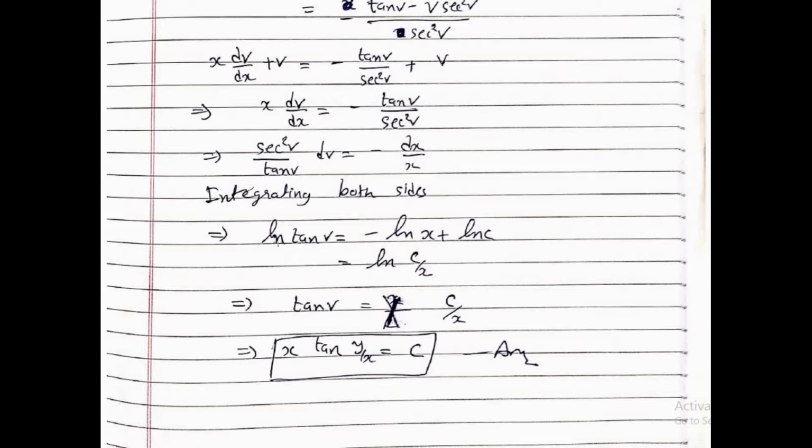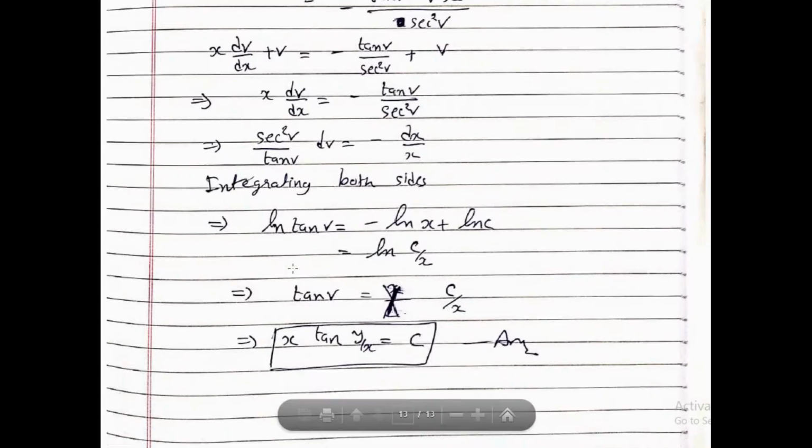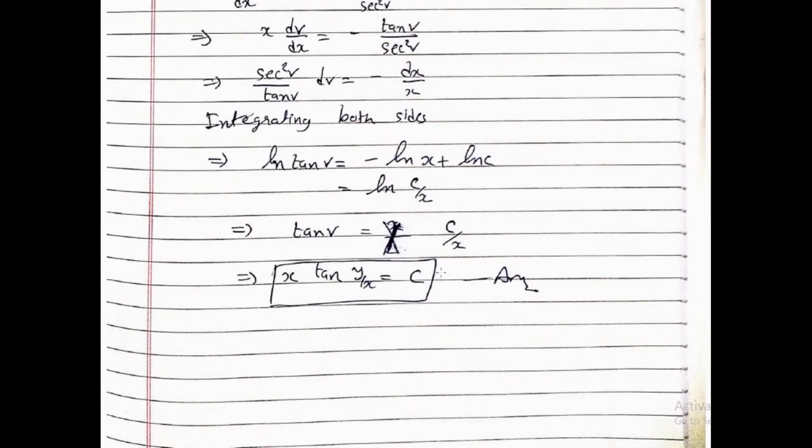So integration will be log mod f(x), that means log mod 10v is equal to minus log x plus log c, and that will give you log of c by x. Cancelling log on both sides, that will give you 10v is equal to x by c, and that will give you x 10 y by x is equal to c. This is your answer.